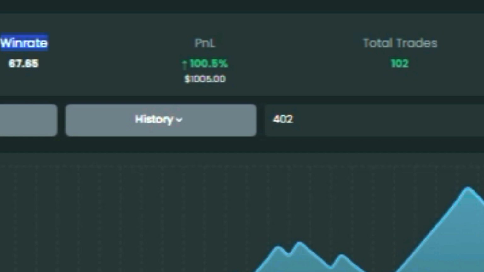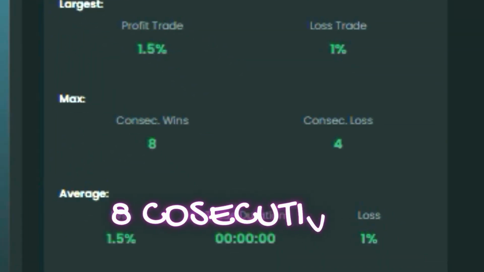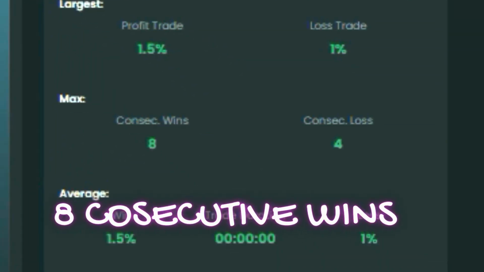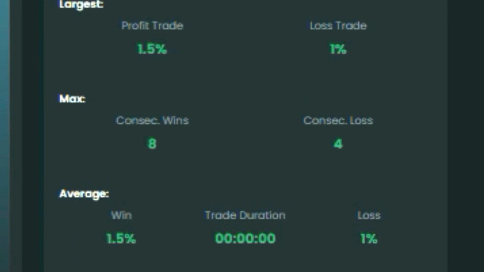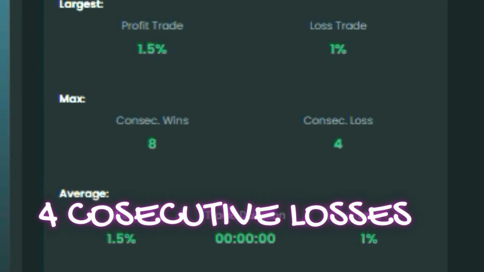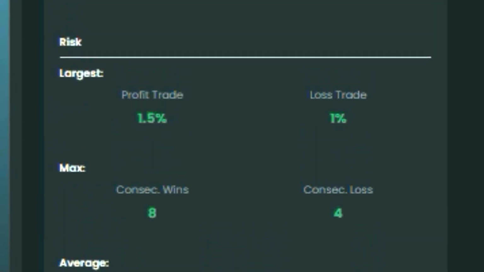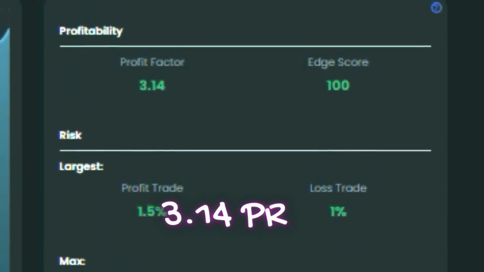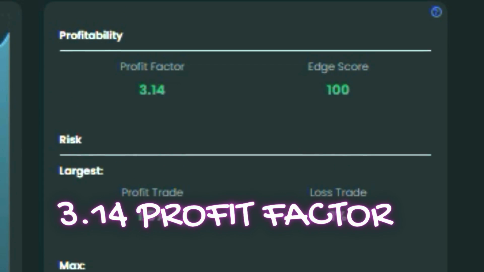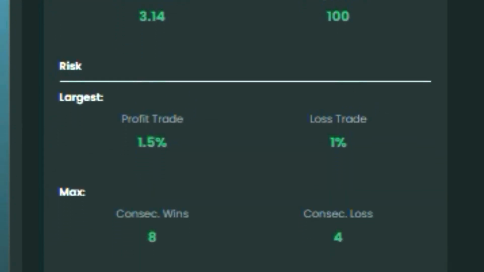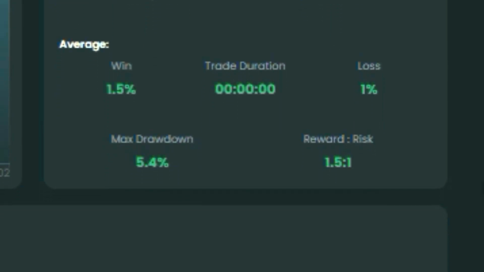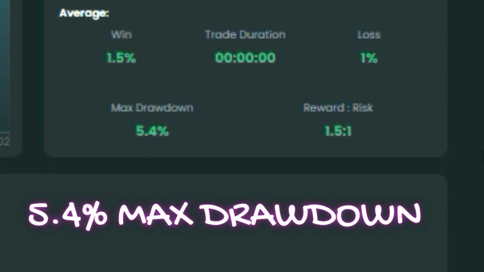The strategy had some impressive streaks. It scored 8 consecutive wins at one point. As for losses, the most we saw in a row was 4. But that's not all. Check out these other key stats. The profit factor, which compares profit to loss, was an awesome 3.14. The max drawdown, or the largest drop from peak to trough, was only 5.4%.